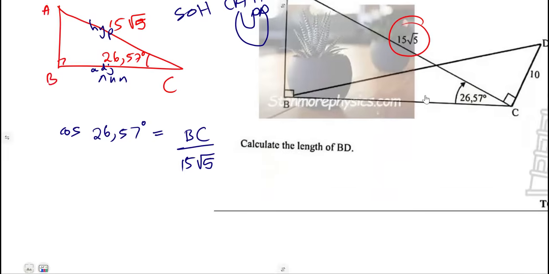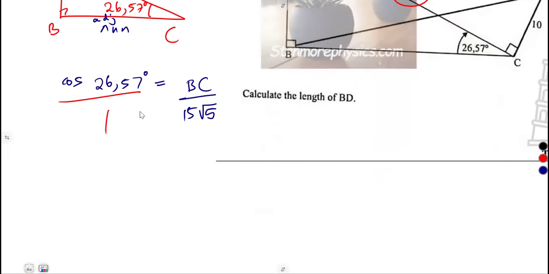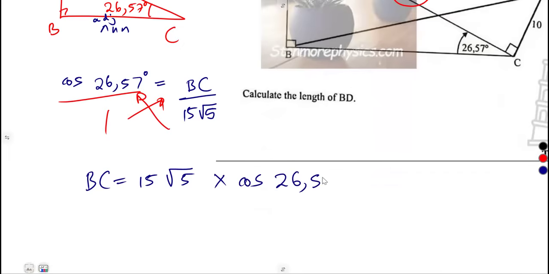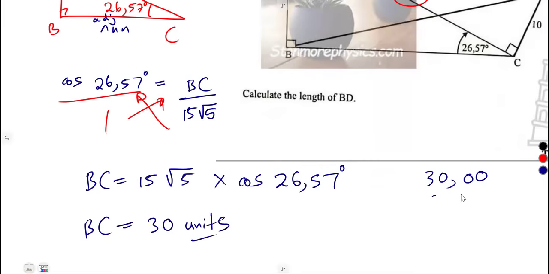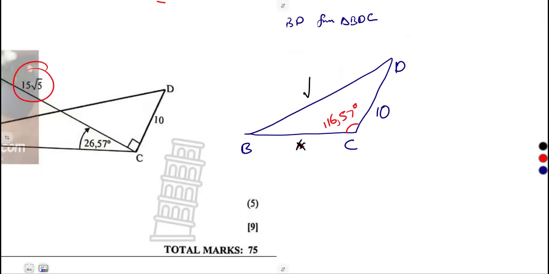All right, so let us calculate the length of BC. This was just an issue of cross multiplying. So BC is equal to 15 square root of 5 times the cos of 26.57 degrees. So that's you and your calculator, guys. You are going to obtain the length of BC to 2 decimal places, which is 30.00, which is approximately 30. So that's 30 units. With that BC, we can determine the length of BD because we've got this BC, 30 units.